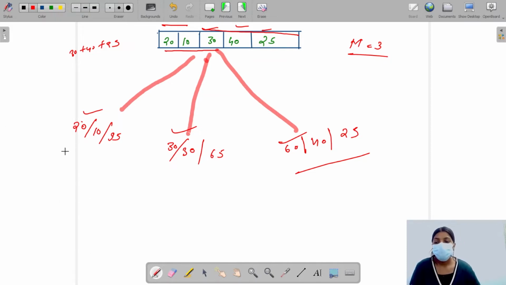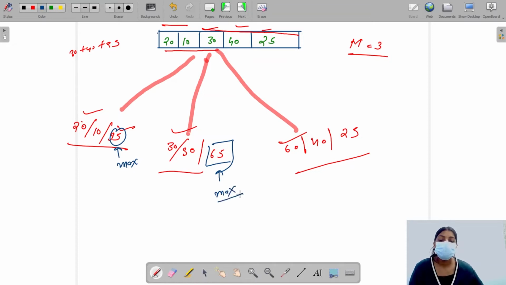Okay, so what we have to do is distribute these books among the m students. There will be at least one student that has to read the maximum number of pages, right? So here my third student is reading the maximum number of pages, that is equal to 95, right? In this combination, in this distribution, the maximum number of pages that my student has to read is 65. In this distribution, the maximum number of pages that my student has to read is 60.